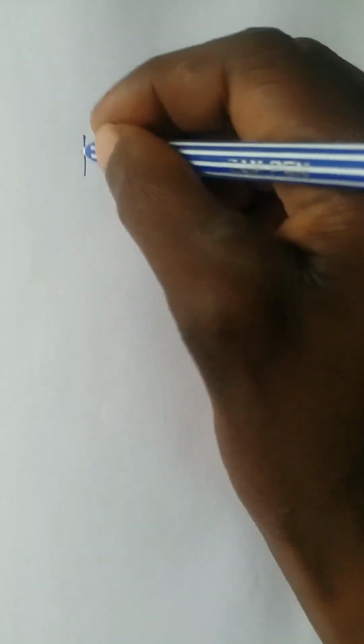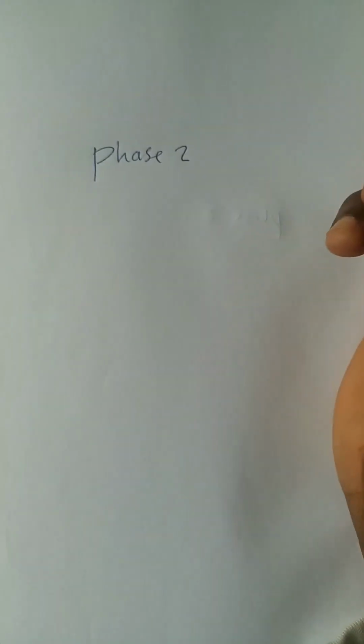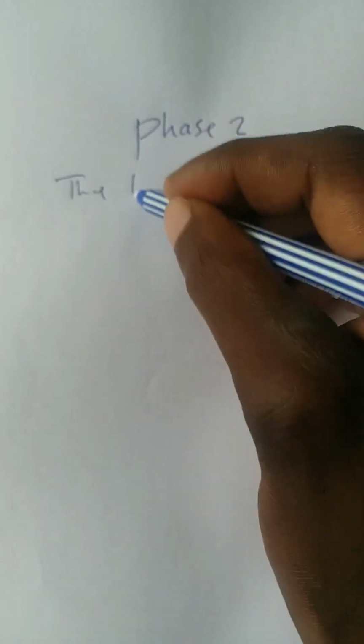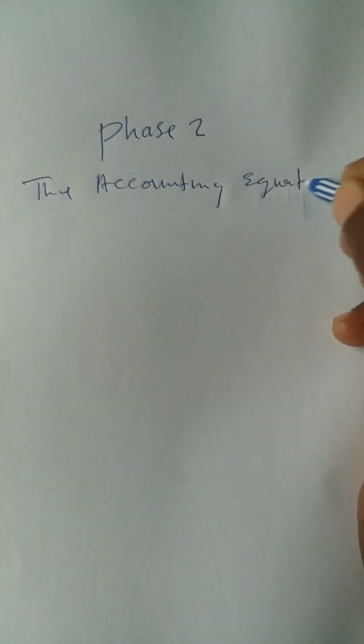Today I want to discuss with you what I'm calling phase 2 of our accounting, where I'll be discussing the accounting equation: how to go about this, and what items constitute this equation.